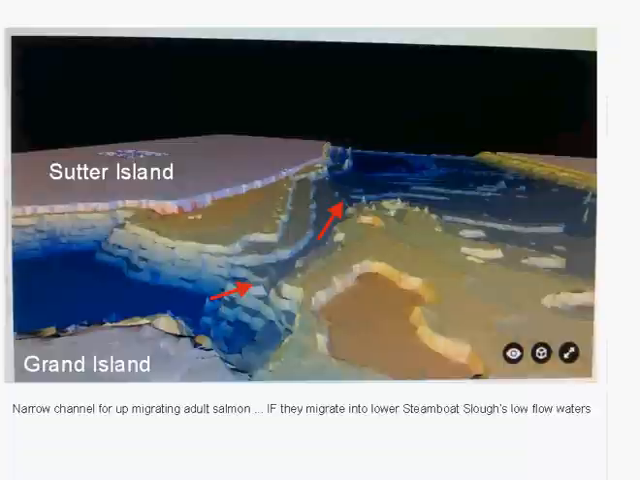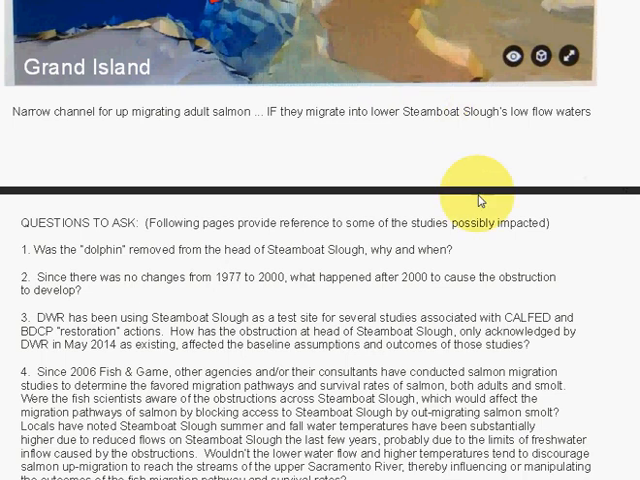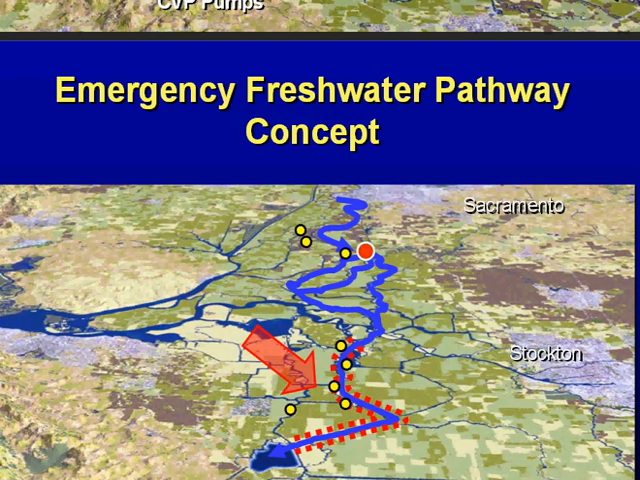That's another view we're going to go through. So I have a lot of questions about how this happened, but I wanted to bring your attention to something. This is a 2007 graphic from a presentation by Metropolitan Water District. And they're the ones who proposed, I think around 2004, the emergency freshwater pathway concept, where they put these barriers in.